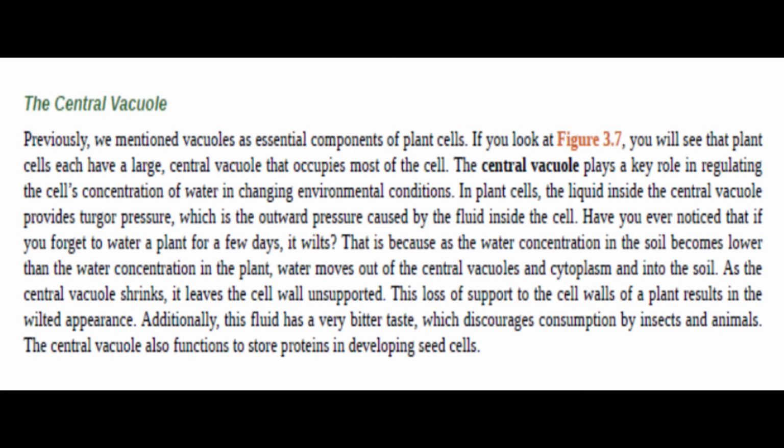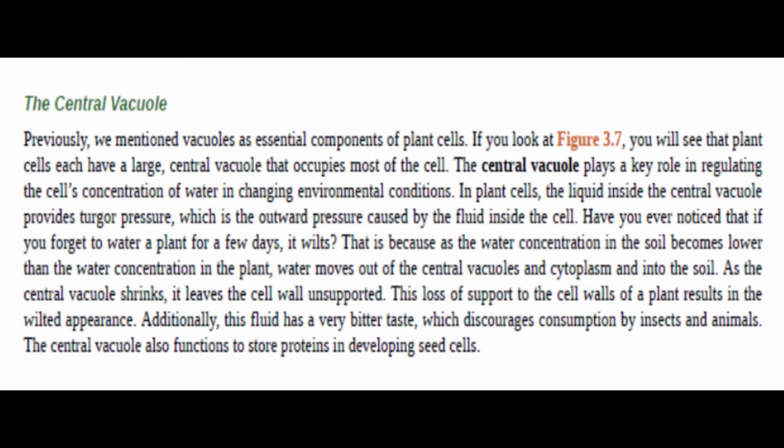Have you ever noticed that if you forget to water a plant for a few days, it wilts? That is because as the water concentration in the soil becomes lower than the water concentration in the plant, water moves out of the central vacuoles and cytoplasm and into the soil. As the central vacuole shrinks, it leaves the cell wall unsupported. This loss of support to the cell walls of a plant results in the wilted appearance.